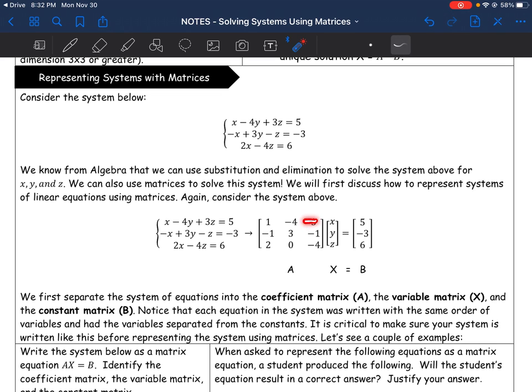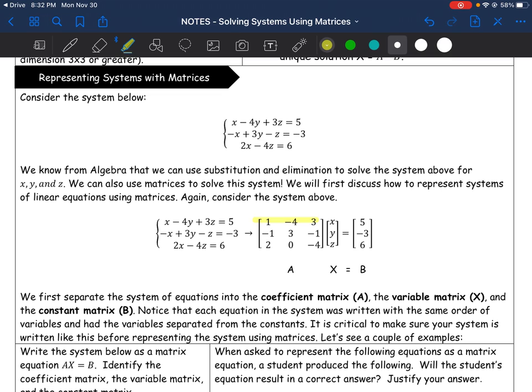So look at the first row right here. Let me use a highlighter here. Look at the first row in the coefficient matrix A: 1, negative 4, 3. Now look at the first equation of the system. The coefficients of the variables are 1, negative 4, and 3, and notice that they're in order x, y, z. So in our coefficient matrix, they're in the correct order, x, y, z, and they're just the coefficients.